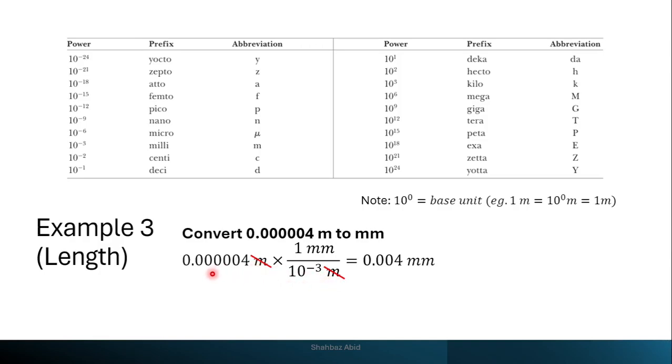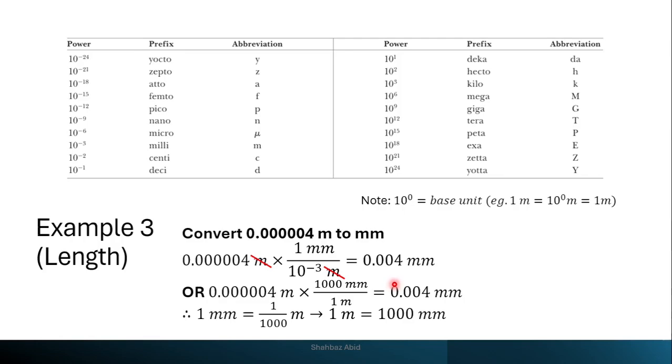Meter cancels out. If I divide this number by 10 raised to the power minus 3, it is 0.004 millimeters. I can solve this similar to what I did in example 2. We can say that 1 millimeter is actually equal to 1 over 1000 meters. If I multiply both sides by 1000, 1 meter is actually equal to 1000 millimeters. If I multiply this, I'm going to get the exact same answer. By cancelling out the meters, I get the required unit as 0.004 millimeters.